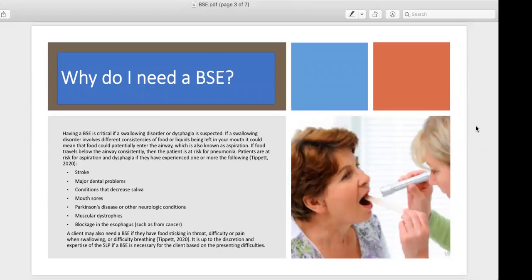Some other conditions that might put more people at risk for aspiration and dysphagia include experiencing a stroke, having dental issues, decreased saliva production, mouth sores, Parkinson's disease or other neurological disorders, muscular dystrophy, or blockages in the esophagus, which can be from cancer. Additionally, if a patient is experiencing food getting stuck in the throat, difficulty or pain when swallowing, or trouble breathing, they may also be seen for a bedside swallow evaluation.